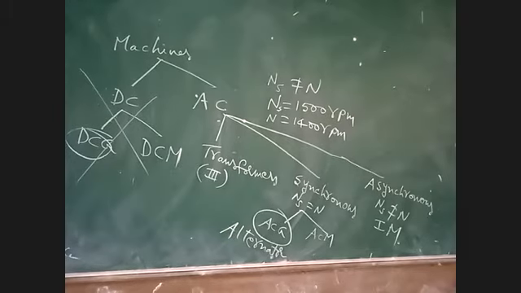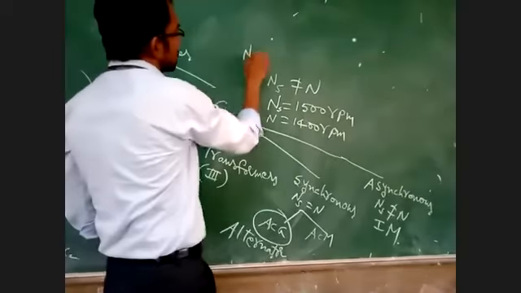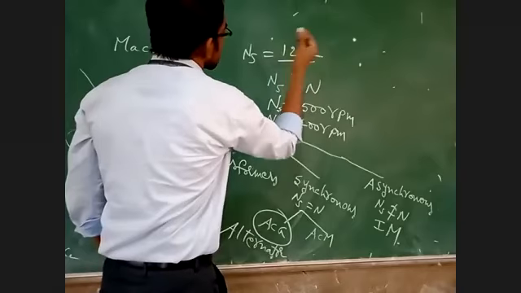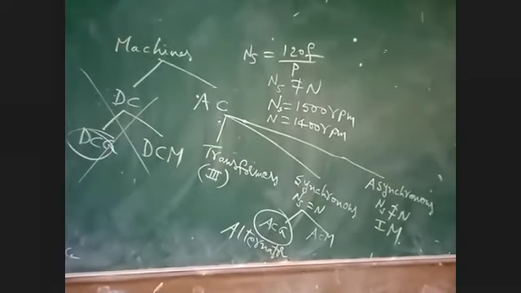Remember this: Ns is called synchronous speed, and the formula for Ns is 120 F by P. F is called the frequency of the supply voltage. P is the number of poles. If P is high, what happens to synchronous speed? How will the designer decide the synchronous speed? Depending upon the frequency and the number of poles in the machine.